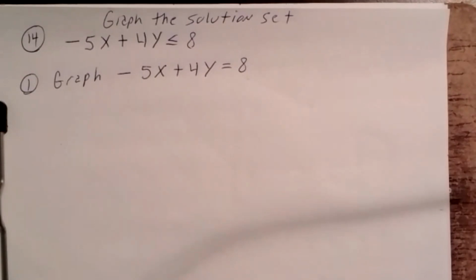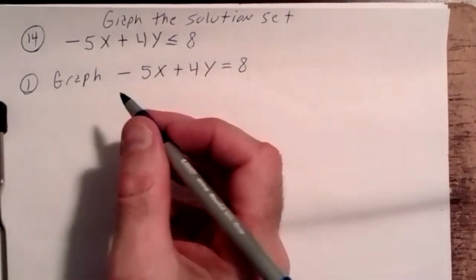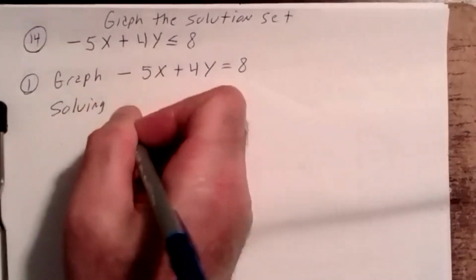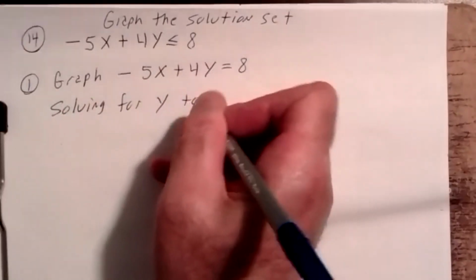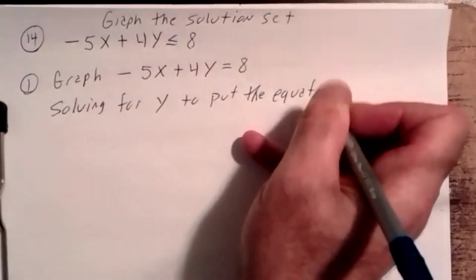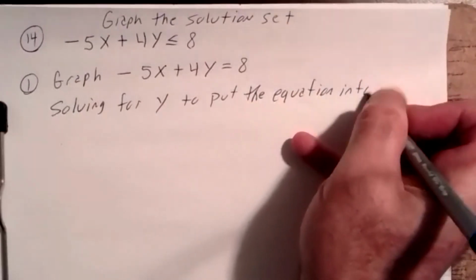Now, how are we going to graph this linear equation? There are many, many ways to graph a linear equation. We could use the table method. We could use the XY intercept method. We could get this equation in the slope-intercept form and then graph it from that form. I think what I'm going to do is get this in the slope-intercept form. So, solving for y, to put the equation into slope-intercept form.